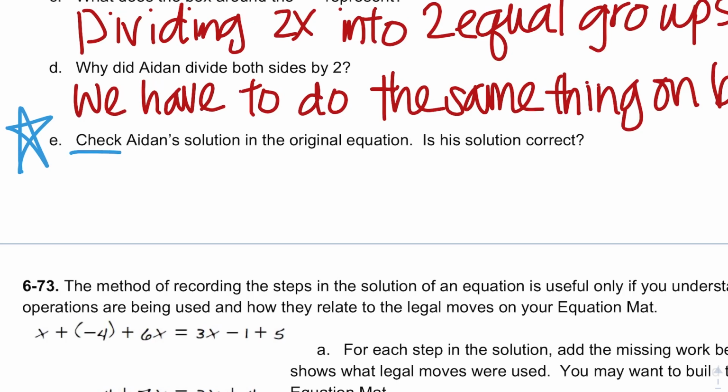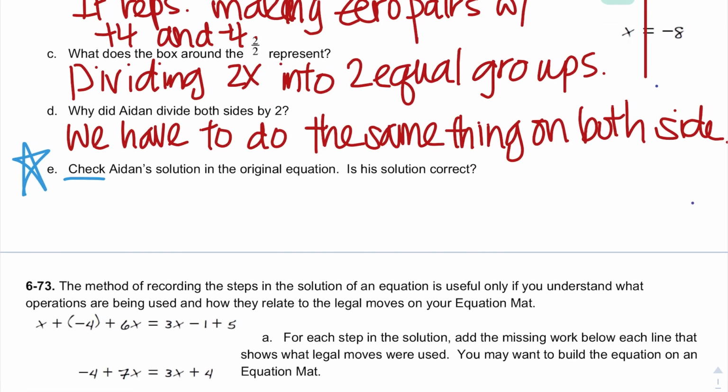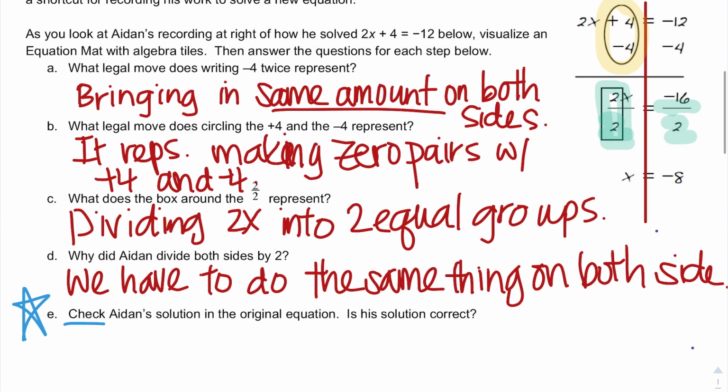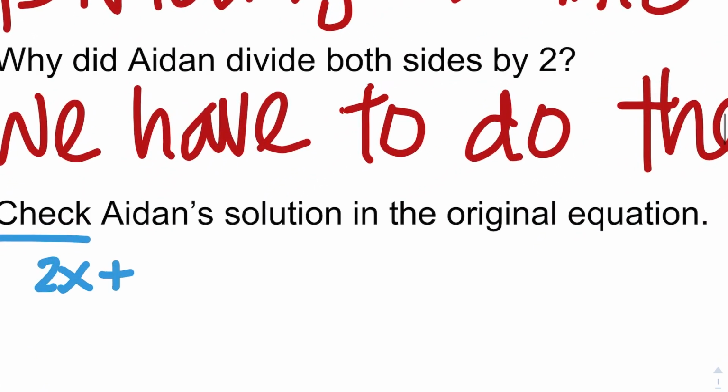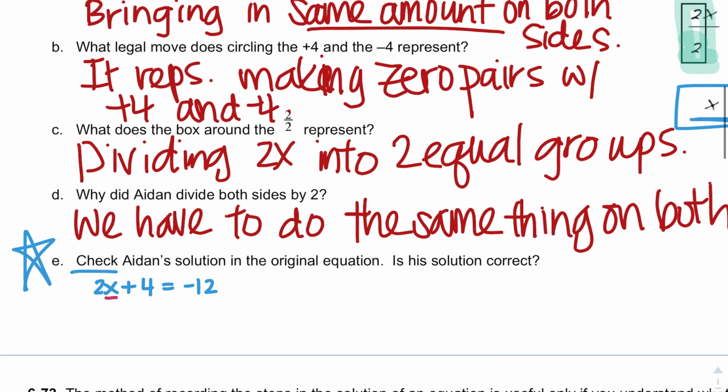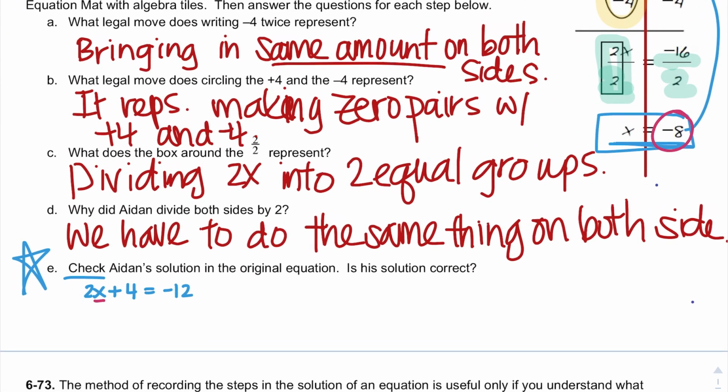It says to check Aiden's solution in the original equation. I'm going to put a star here because you guys really need to know how to do this. In order for us to check a solution, we're going to take this value that we got at the end and then plug it into where x would be in the original equation, so we can see if it really makes it true. That's what a solution is. What value of x will make this equation true? So in order for us to check Aiden's solution, we're going to use the original equation of 2x plus 4 equals negative 12, but replace this x with the negative 8 that we got in our solution, okay?